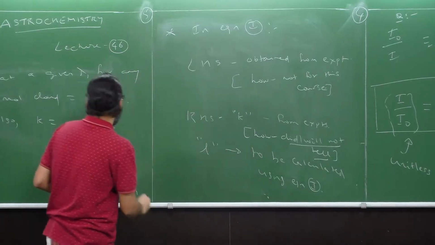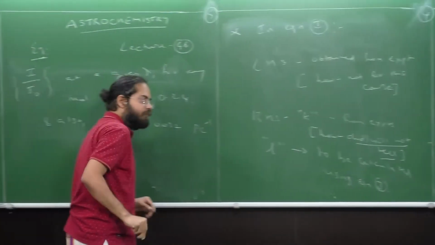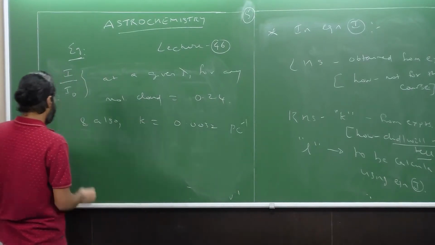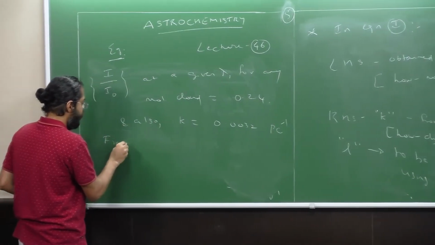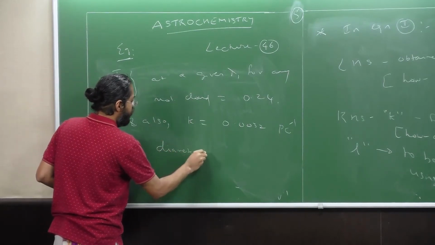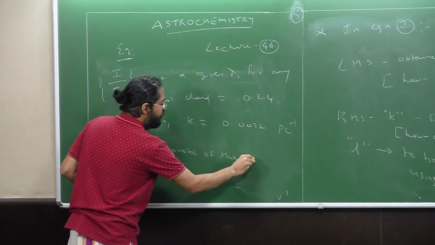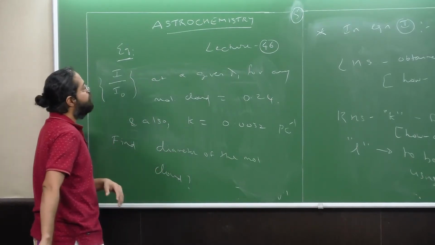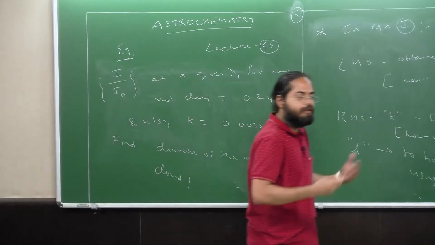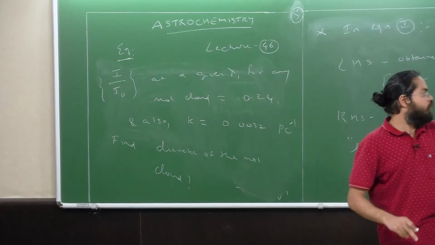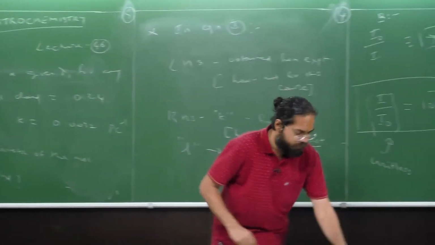Okay, so this is going to be per parsecs. Okay, right? And so therefore, the question is to find the diameter of the molecular cloud. Okay, so this is an example which we can solve based on the formula given here. Okay, let's solve it.